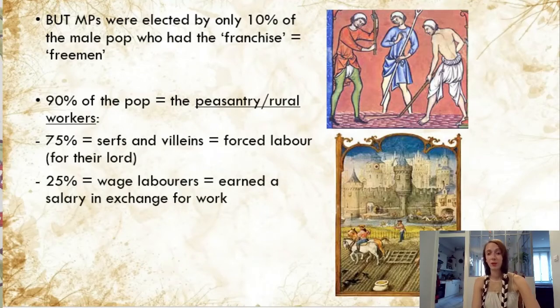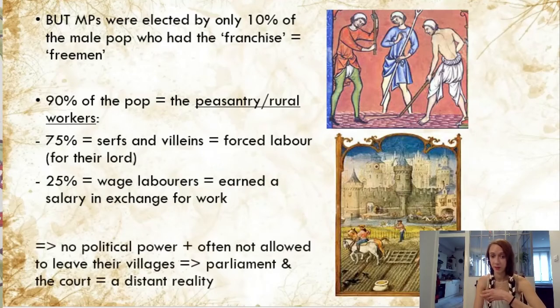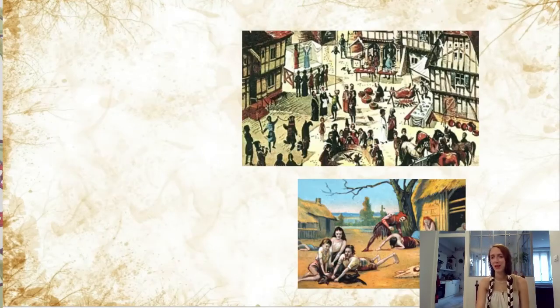90% of the population was the peasantry, rural workers. That 90% could be subdivided into 75% of serfs and villeins, forced labor basically, and 25% of wage laborers, those who earned a salary in exchange for their work. So only a quarter earned a salary. They had no political power and they were often not allowed to leave their villages. So for them, Parliament, the courts, the whole thing was like, what? That was a distant reality for them. That was not something that would have played a part in their everyday reality.